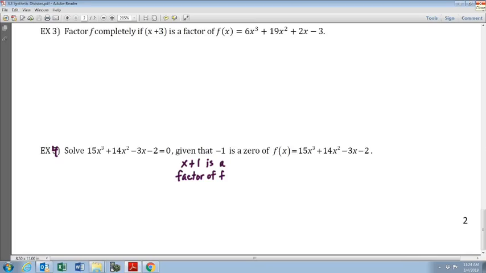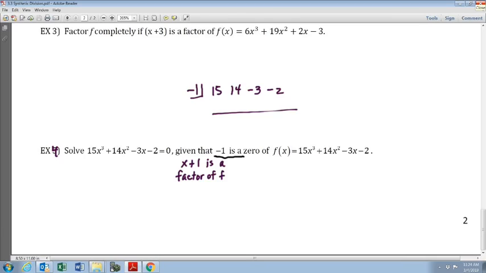So in this problem, we're solving this equation here. But notice we've been given a 0 of, basically, notice this is just the polynomial function that has the same polynomial in it. And so if negative 1 is a 0 of this function, we know that x plus 1 is a factor of this function. And so we can use synthetic division with negative 1, and we should get a remainder of 0.